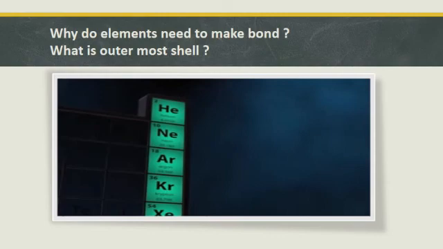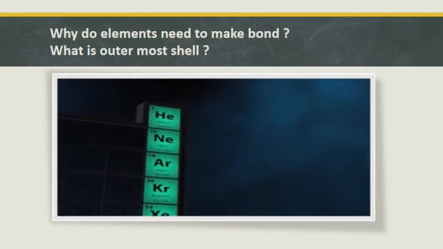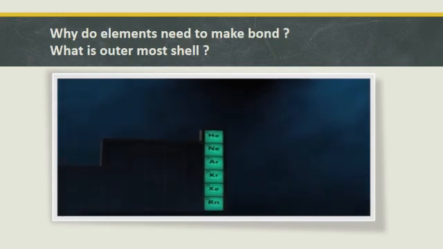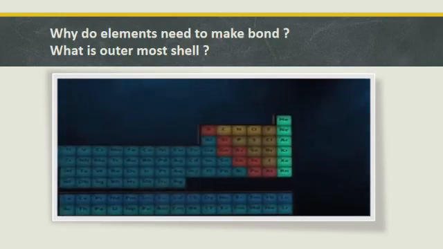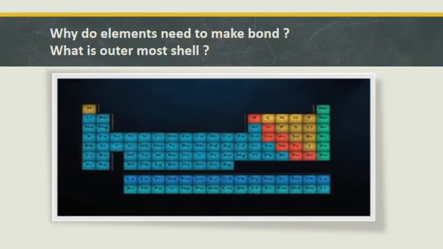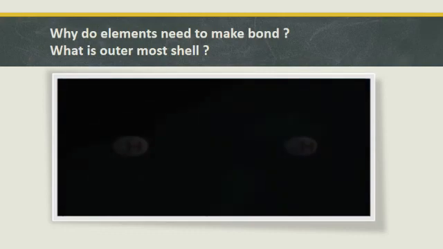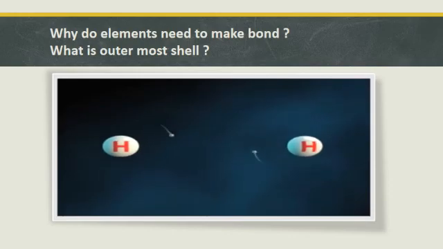Noble gases have a very stable electron configuration and, as a result, do not seek to bond with another element. But for all other atoms to be stable, they must gain or lose electrons or share them with other atoms. A chemical bond is an attraction.